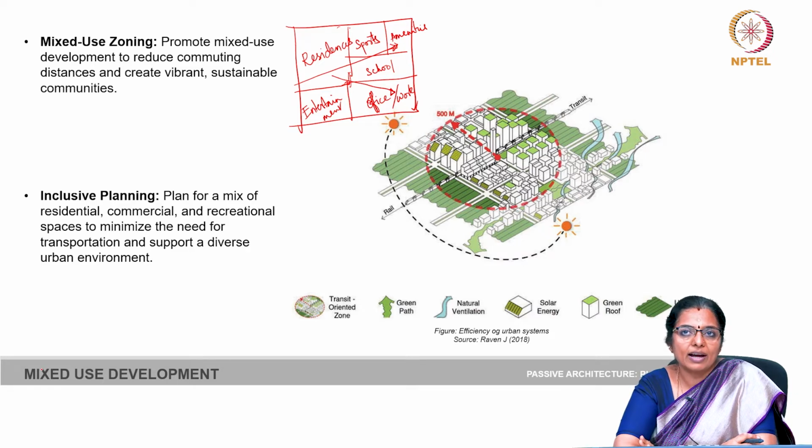Inclusive planning, as part of this approach, aims to minimize the need for transportation and create a diverse urban environment. The synergy between mixed-use zoning and inclusive planning contributes to more sustainable, walkable, and socially dynamic communities. This strategy aligns with principles of smart growth and encourages collaboration among urban planners, developers, and the community to enhance the overall livability of urban areas.